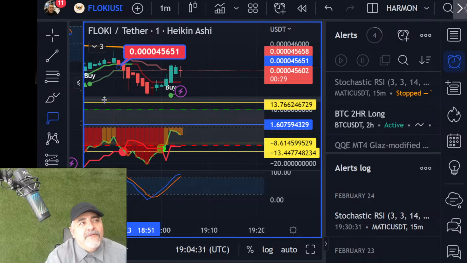You know, it's hard to be disciplined, right? We got to be disciplined every single time. But that 1 minute RSI is starting to bend. We're looking good. We're looking good on the RSI right here.